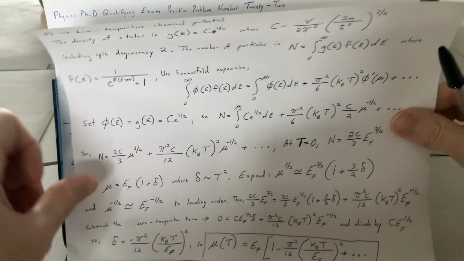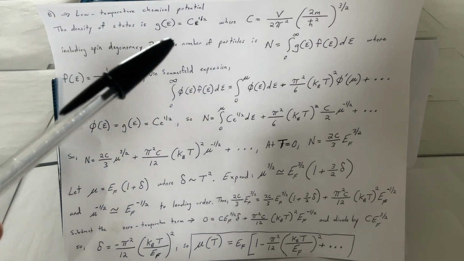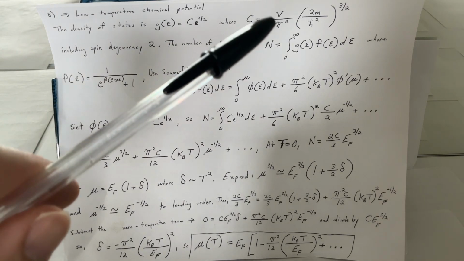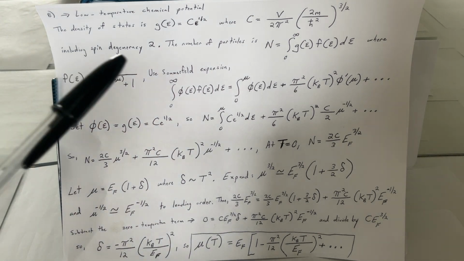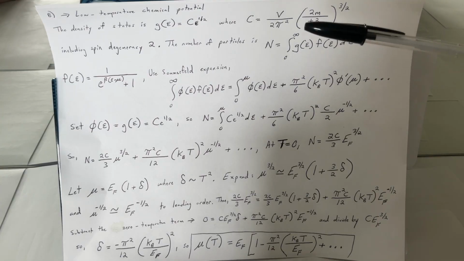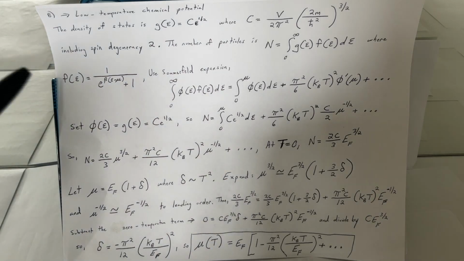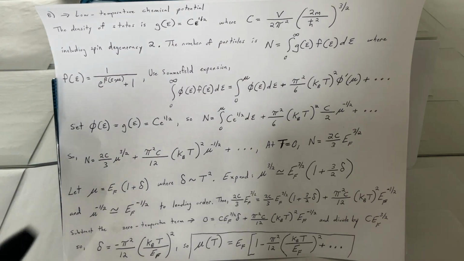So let's see if this holds up here. Okay, so low temperature chemical potential, part B. The density of states, that's g of epsilon equals C epsilon to the 1/2, where C equals V over 2 pi squared times the quantity 2m over h bar squared raised to the 3/2, and that's including that spin degeneracy 2. The number of particles is going to be equal to N equals the integral from 0 to infinity, g of epsilon, f of epsilon, d epsilon, where f of epsilon equals 1 over e to the beta times the quantity epsilon minus mu, plus 1.